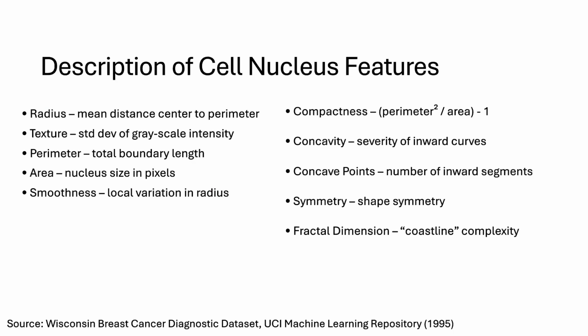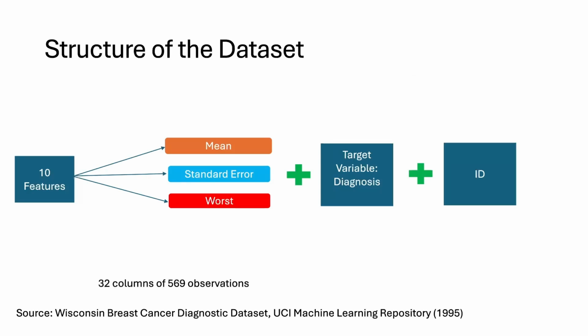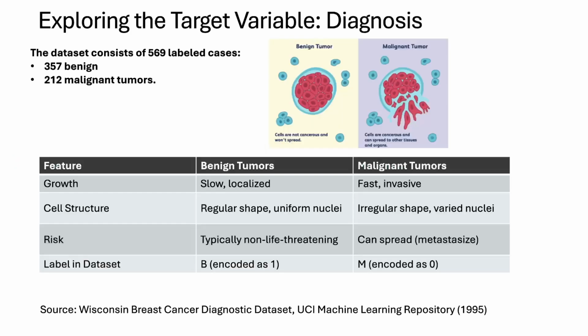The dataset also records each feature's mean, standard error, and worst values, providing a more comprehensive view of the tumor's characteristics. Our dataset contains 30 measurement features, a diagnosis target variable, and an ID. Of the 569 cases, 357 are benign and 212 are malignant.